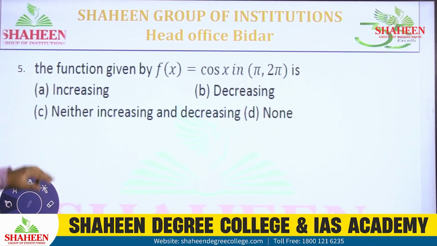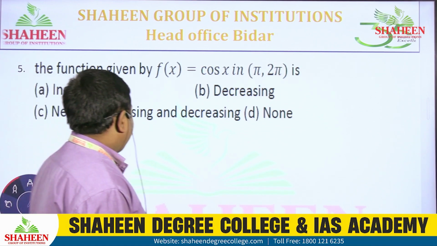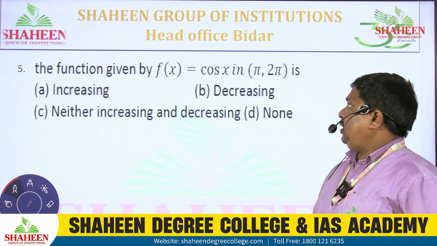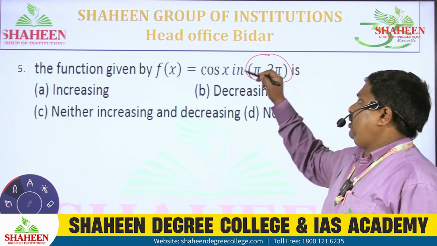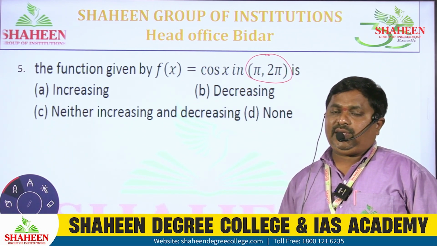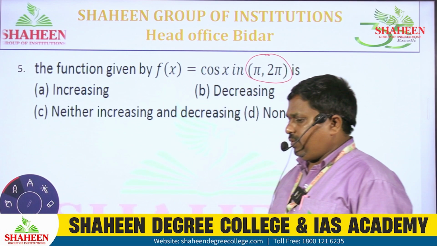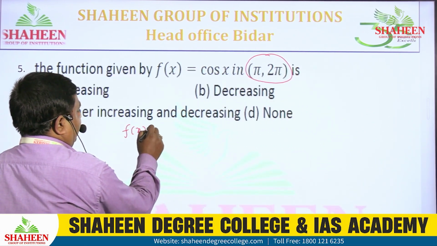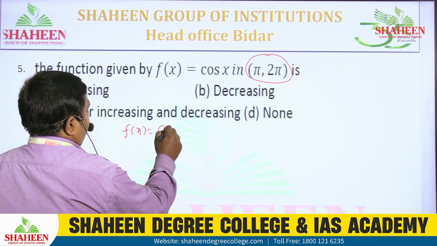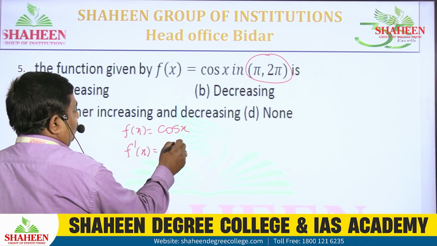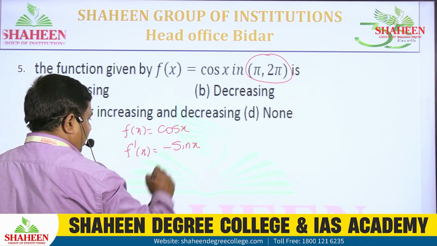The f of x is equal to cos x in the interval 0 comma 2 pi. We have given a function f of x equal to cos x. In this given interval, we have to check whether it is increasing, decreasing, neither increasing nor decreasing, or none of these. So what is the function here? f of x is equal to cos x. Then f dash of x equals minus sin x.